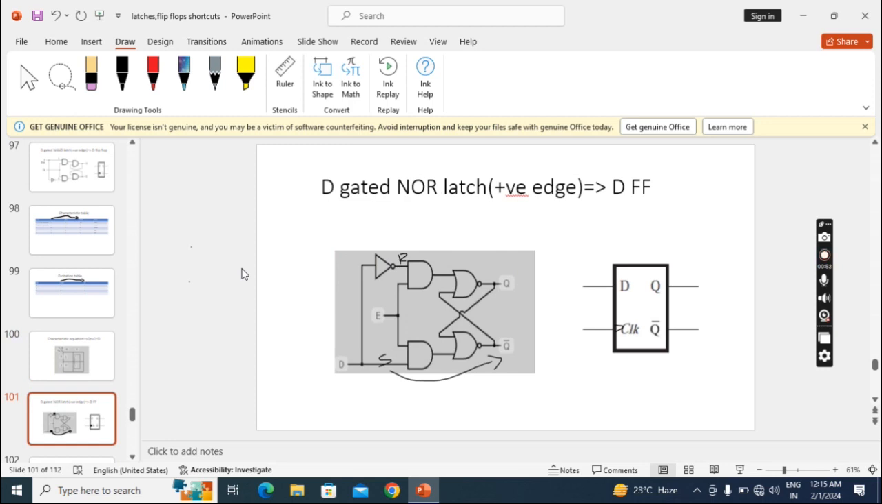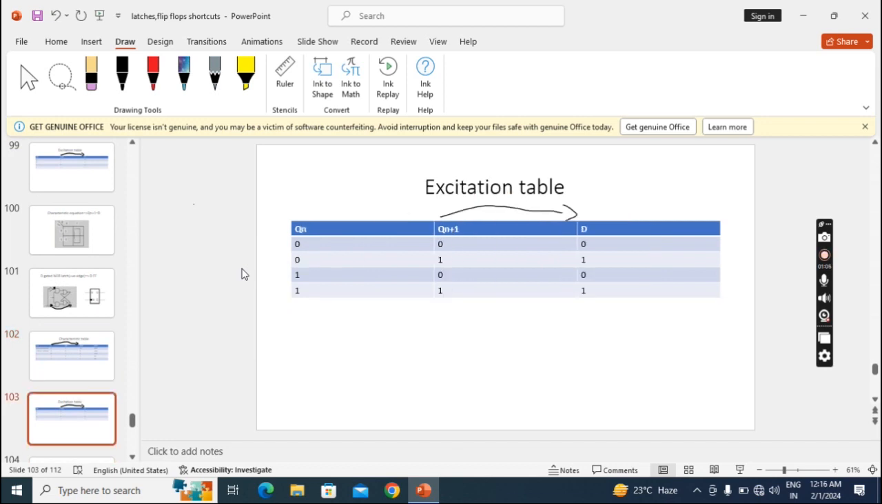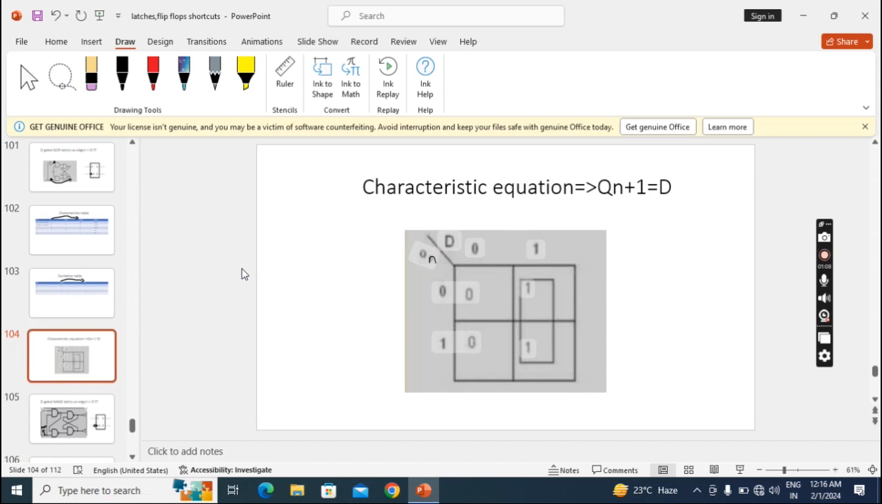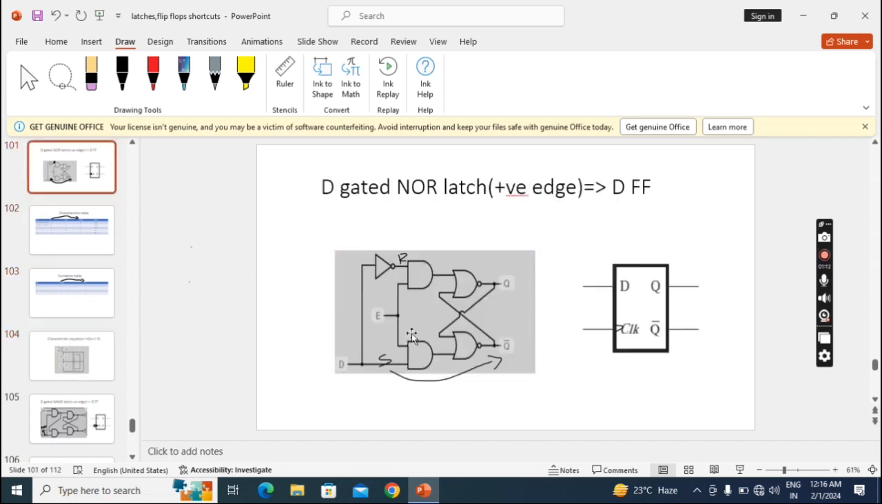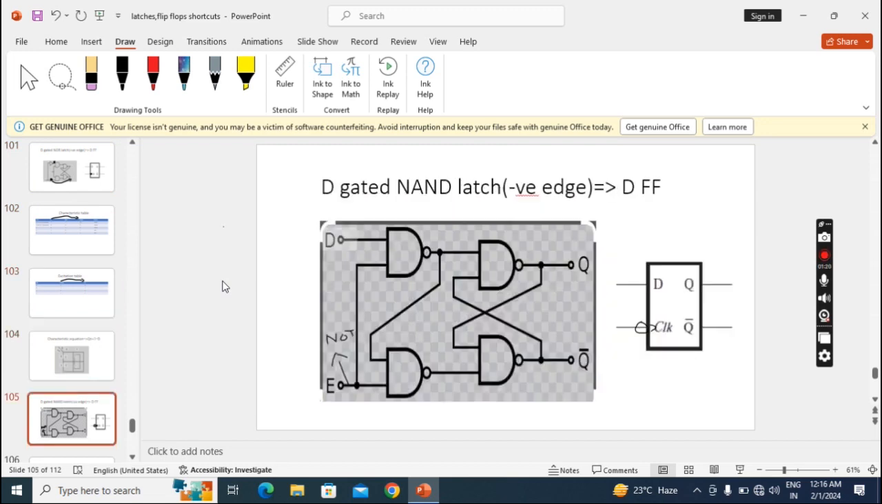Coming to the D flip-flop with the NOR latch part, positive edge only. This is also the same as the previous. Only in the logic diagram can we see the changes in the gates. Remaining everything is the same.